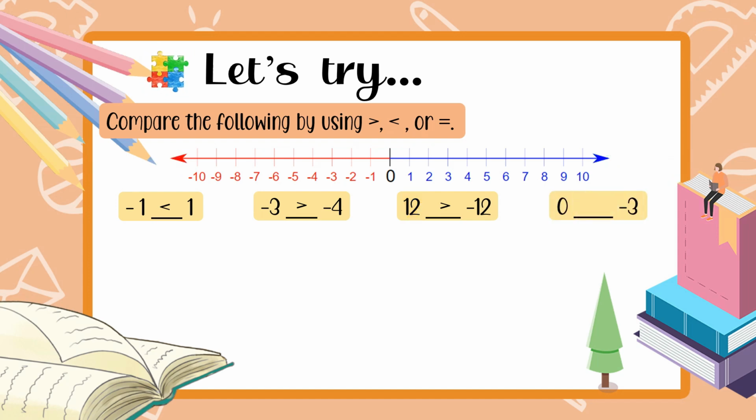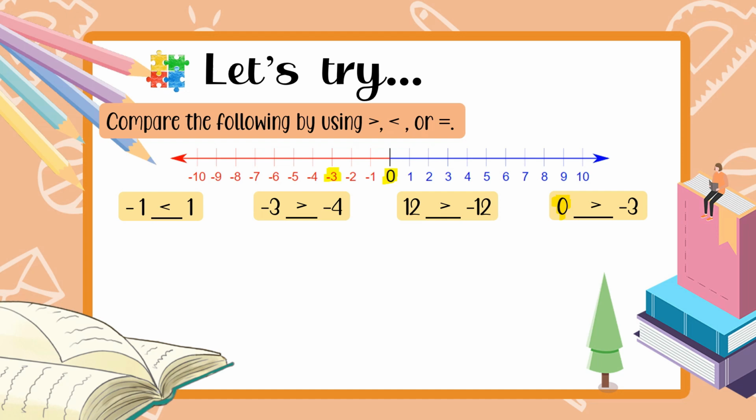Next, 0 blank negative 3. 0 is here. Negative 3 is here. 0 is located on the right side ng negative 3. Therefore, mas malaki si 0. So, dahil mas malaki si 0, sa kanya nakabukas yung ating symbol. The answer is 0 is greater than negative 3. Lagi niyong tatandaan na lahat ng positive numbers ay mas malaki kaysa kay negative numbers. Okay?